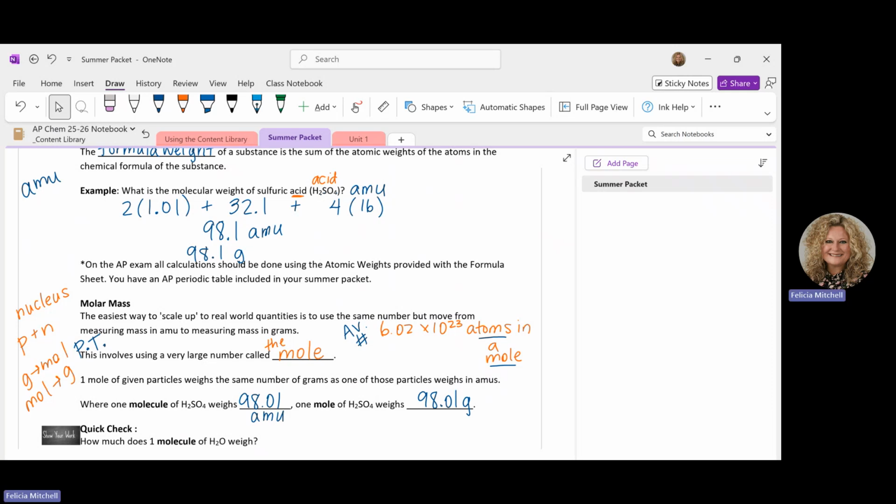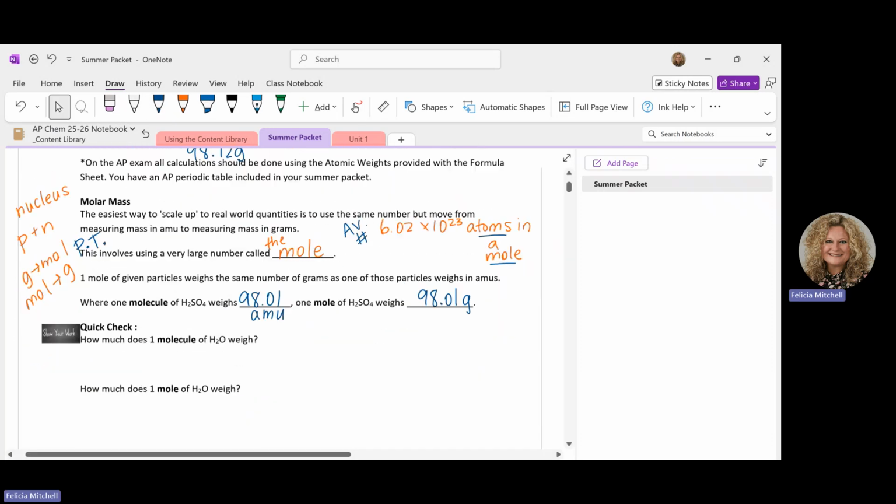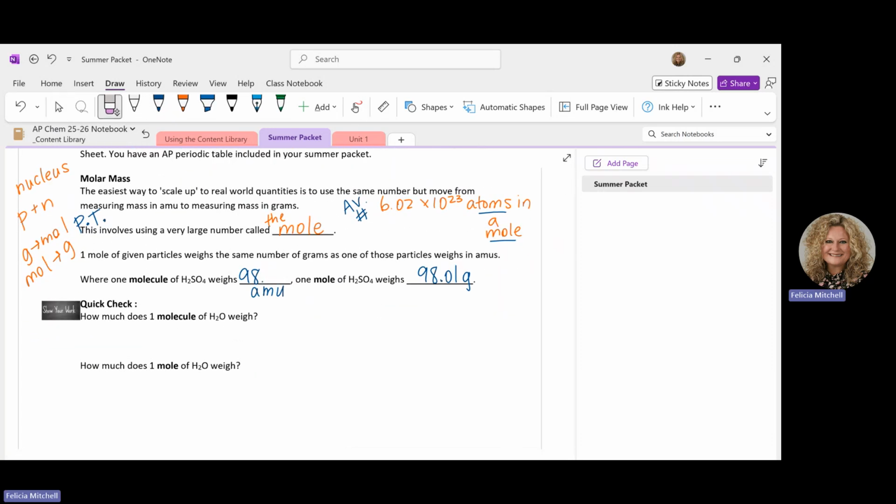No, it's 98 point... This is truly 98.12. Okay, so that math checked out. I think this is where I wrote my numbers wrong. Okay, so fix that. Okay, so what do you see here?